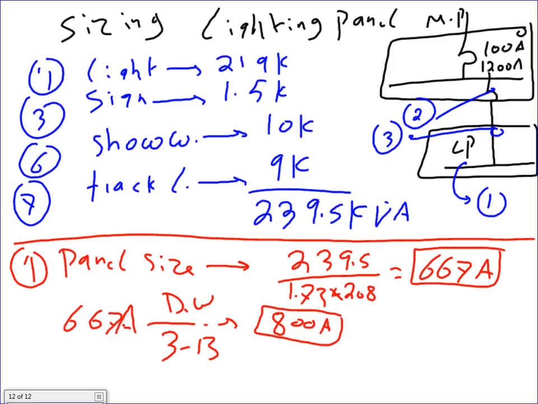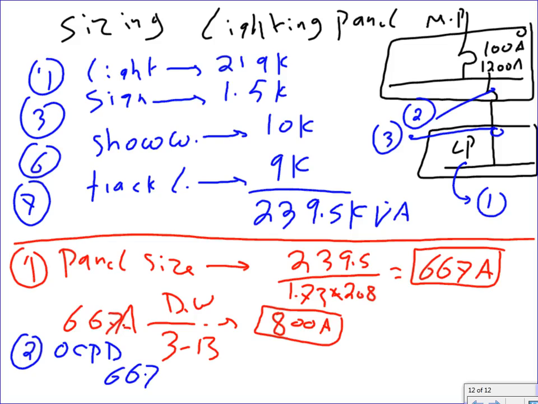I'm going to do it with a different color, guys. I'm going to move this one here. Okay. Number 2, I'm going to do overcurrent protection device, guys. 667 amps. You're going to take it to 240.6. What's the overcurrent protection device after that? 700? You have 700 amp.